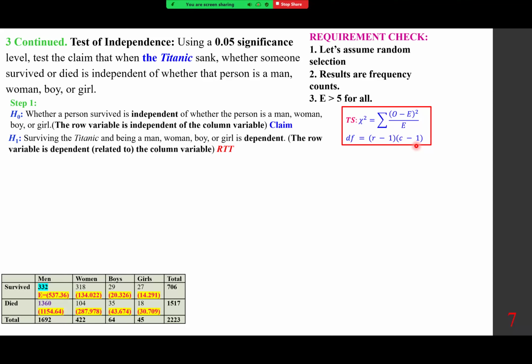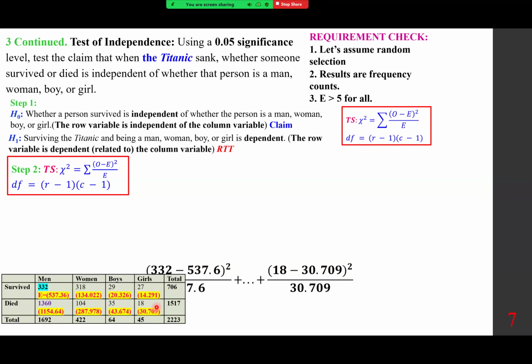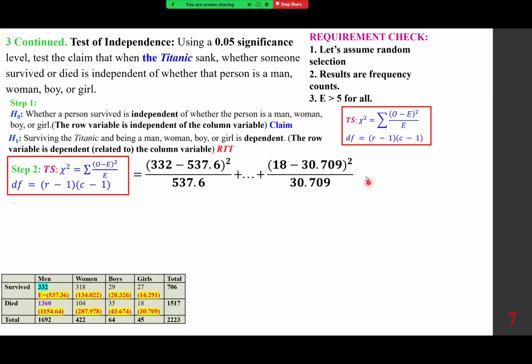Okay, so let's discuss the test statistic. We've seen this before. Again, it can be done by hand, as far as the degrees of freedom, as I mentioned. We're going to look at it in a moment. But how do you calculate this? So this one is (332 minus 537.36) quantity squared divided by 537.36, plus the next one and the next one and the next one and the next one. And the last one would be plus (18 minus 30.709) quantity squared over 30.709. So here's the first one, here's the last one, and here's the answer.